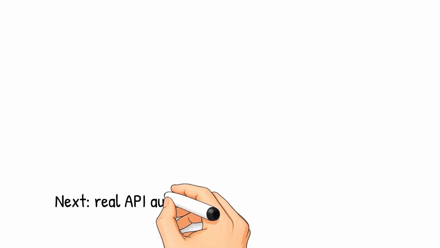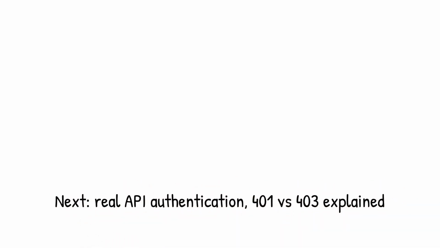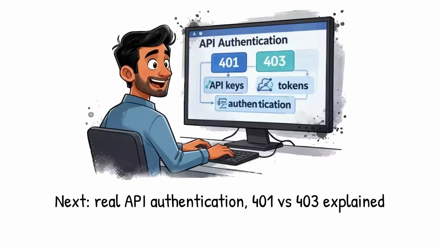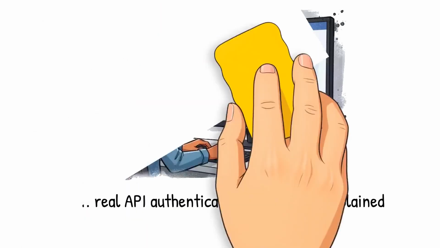In the next episode, we'll tackle something every real API uses: authentication. We'll finally answer that 401 versus 403 question in depth and see how APIs know who you are with things like API keys and tokens.